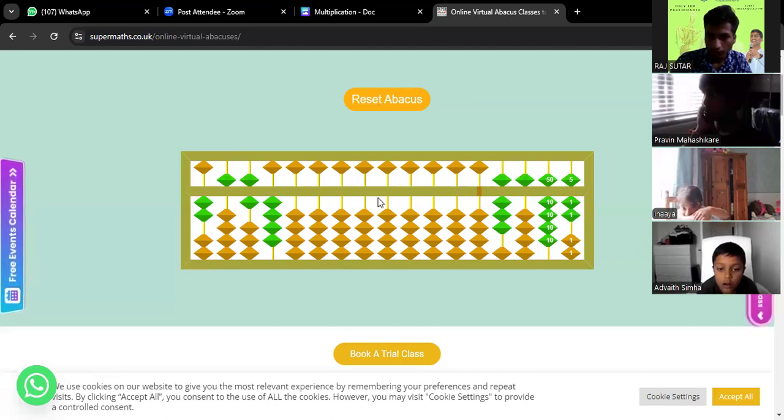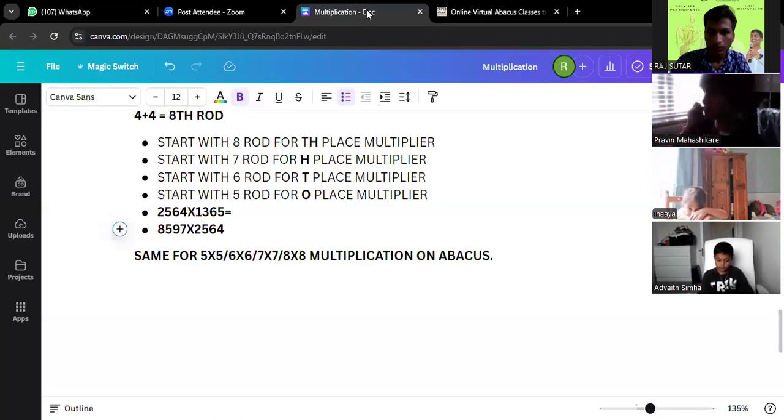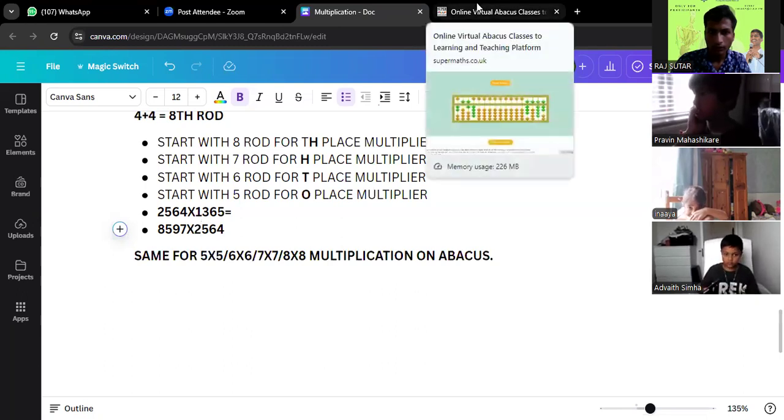1, 2, 3, 4, 5, 6, 7, 8. So here my answer will start, children, on this rod. Okay, on this rod my answer will start. So first we will do 2 multiplied by 8, which is? 2564. We have to take the first sum.